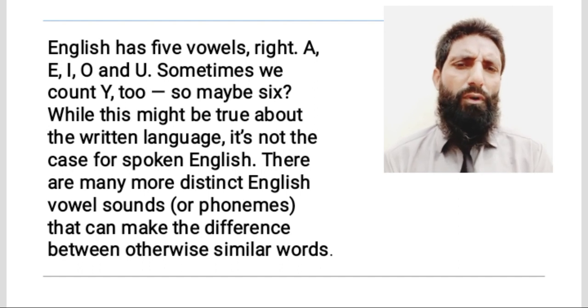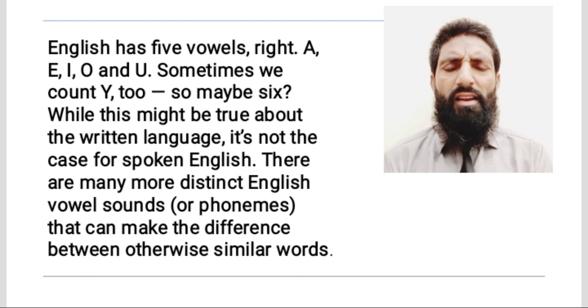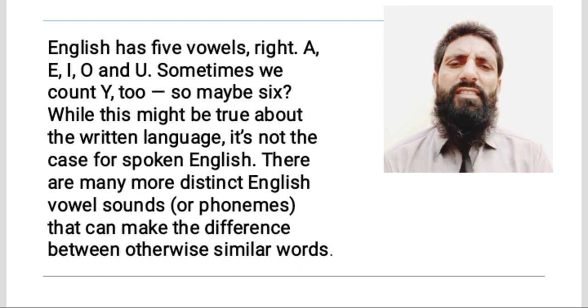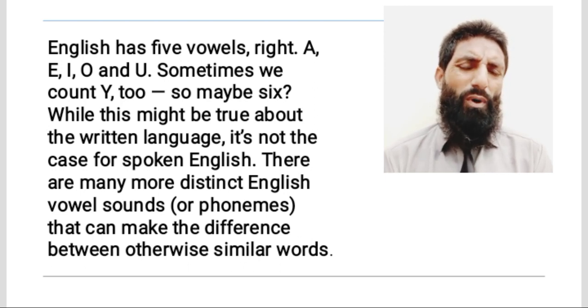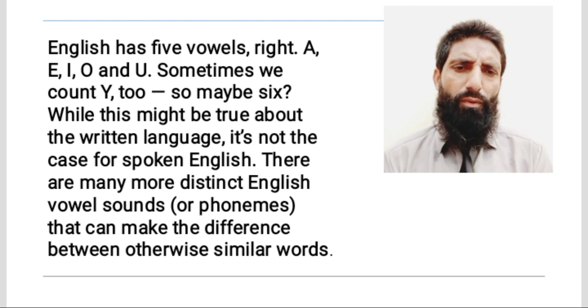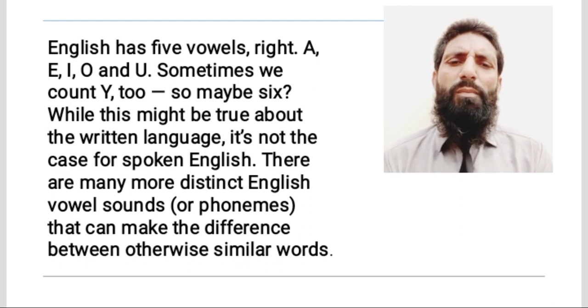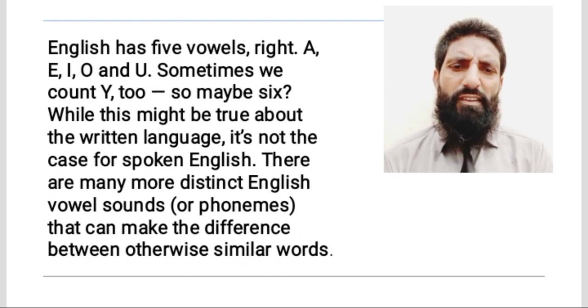English has five vowels, right? A, E, I, O, and U. Sometimes we count Y too, so maybe six. But it's not basically a vowel. It seems quite similar to a semi-vowel, which functions between vowels and consonants. So while this might be true about the written language, it's not the case for spoken English.